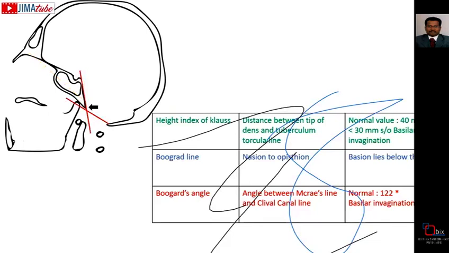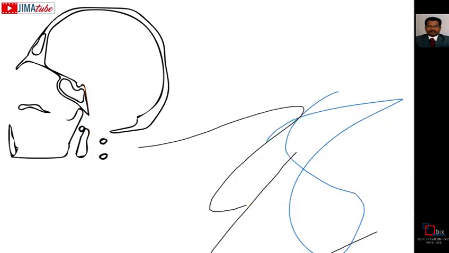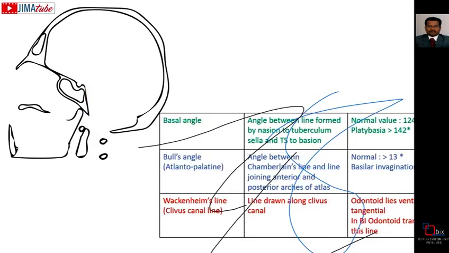Boogard's angle is the angle between the Macrae line and the clival canal line. So in between the Macrae line and clival canal, the angle is Boogard's angle. The normal is 122 degree. If it is more than 135, we have to think of basilar invagination. The basal angle is the angle between the line formed by the nasion to tuberculum sellae, and the tuberculum sellae to basion. The normal angle is 124 to 142. If it is more than 142 degree, we have to think of platybasia.